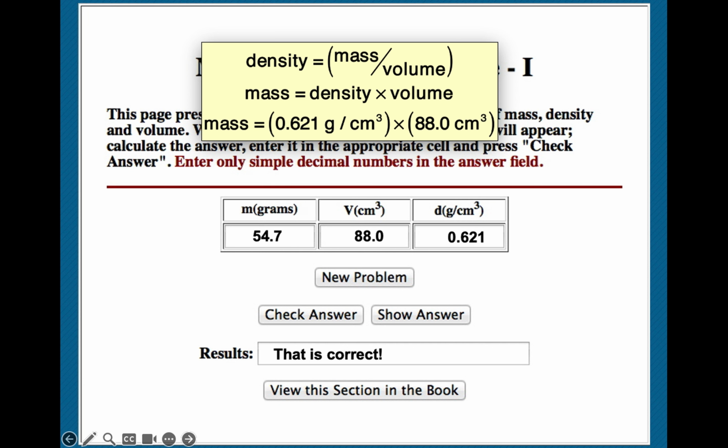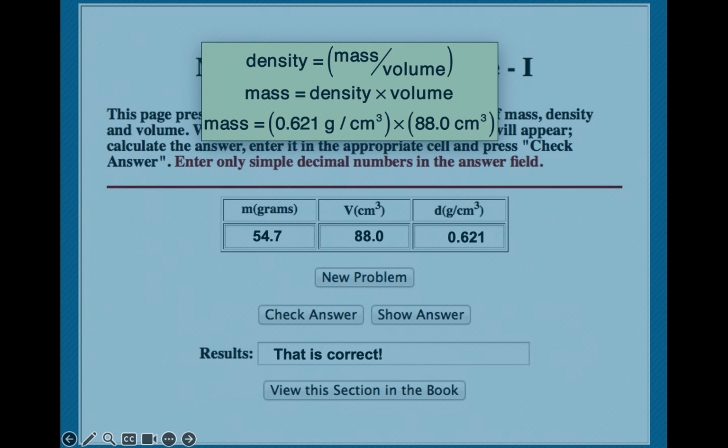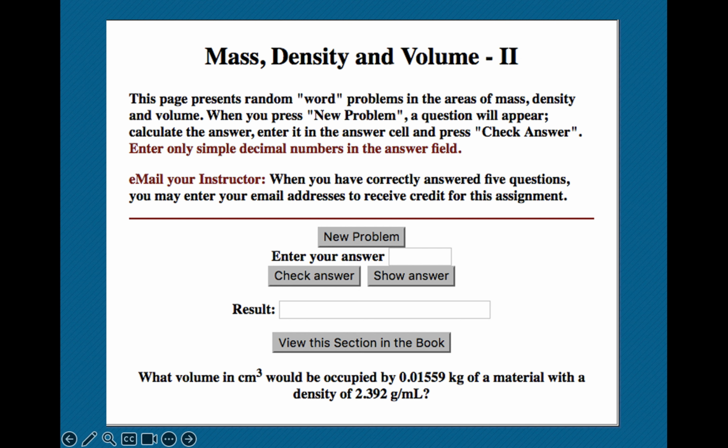On the exam, where do I get my exam questions? For simple density problems, I go to the tutorial, hit new problem, copy it down. Good way to practice for it. All right, density 2. Everybody hates it, but it's the same thing. It's just a word problem.